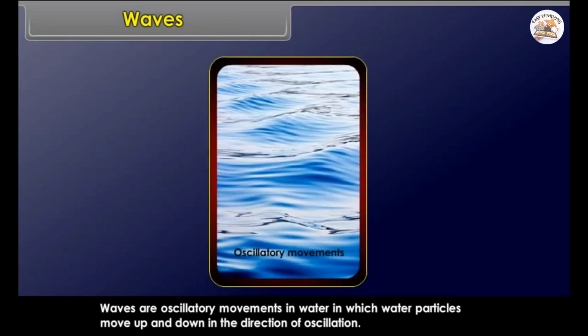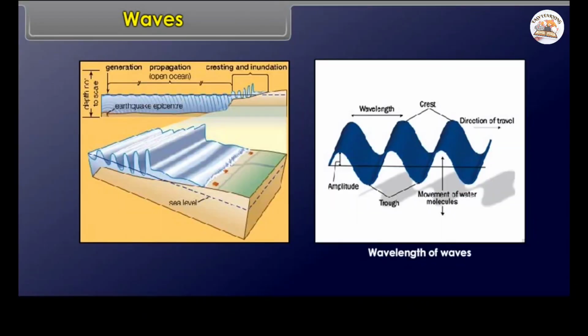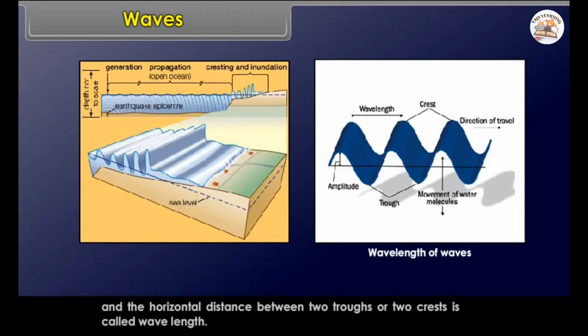Waves are oscillatory movements in water in which water particles move up and down in the direction of oscillation. A wave has two major parts. The upward part is called crest and the downward part is called the trough. The vertical distance between a crest and a trough is called wave height, and the horizontal distance between two troughs or two crests is called wavelength.